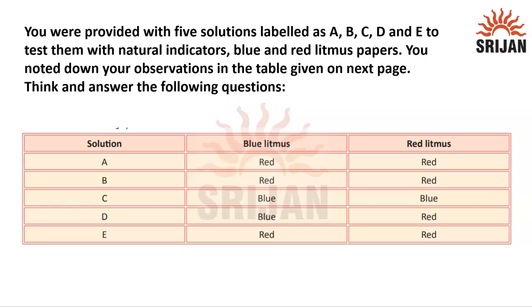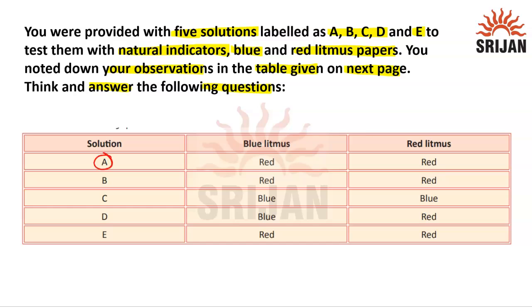The question is, you are provided with 5 solutions labeled as A, B, C, D and E to test them with natural indicators, blue and red litmus papers. You noted down your observations in the table given below, which is here. Think and answer the following questions. So what are your observations? Let us have a look.